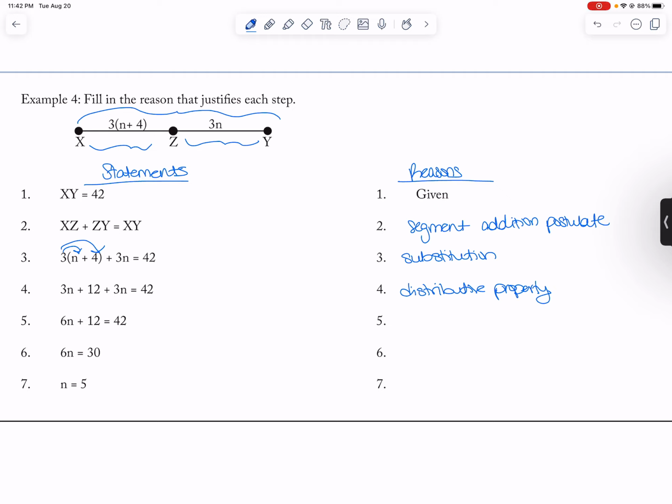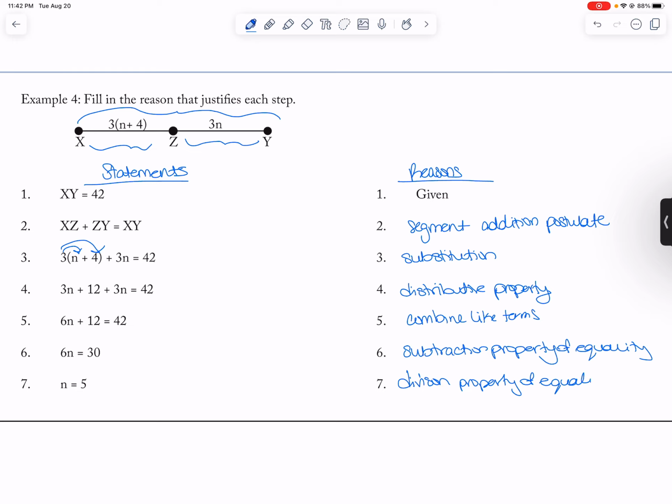And then looks like I combine like terms. And then I subtracted 12 from both sides, so this is subtraction property of equality. And then to get n is equal to 5, I divided, so division property of equality. Okay, so that gives us proving things, some of the things are true.